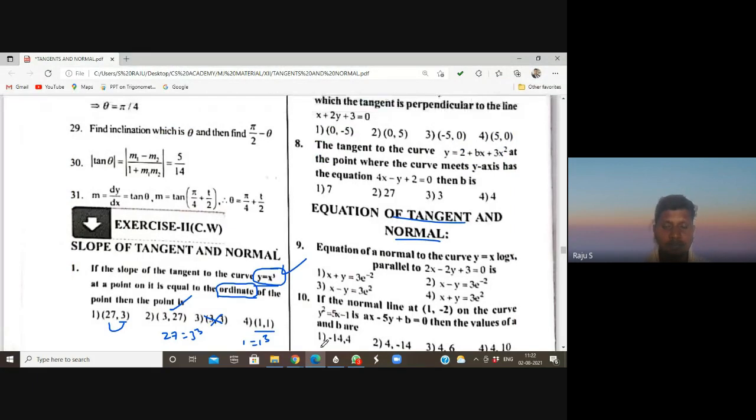Equation 2 is satisfied by 2. Second option, right.